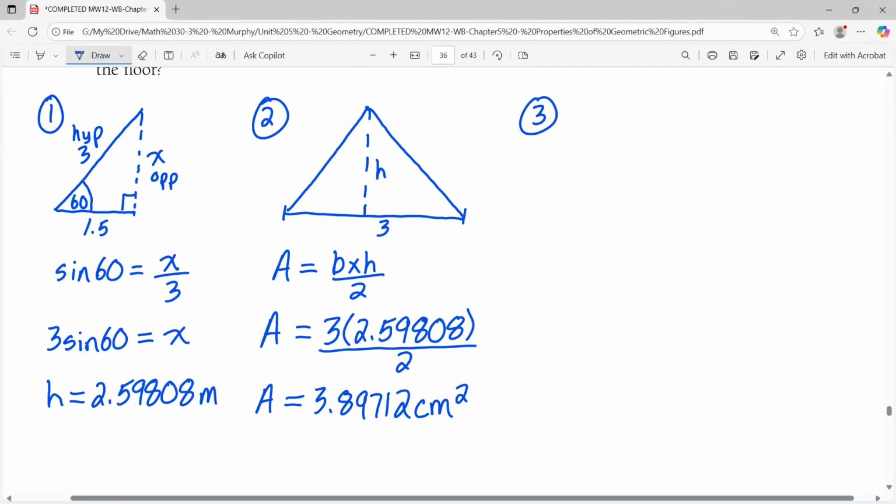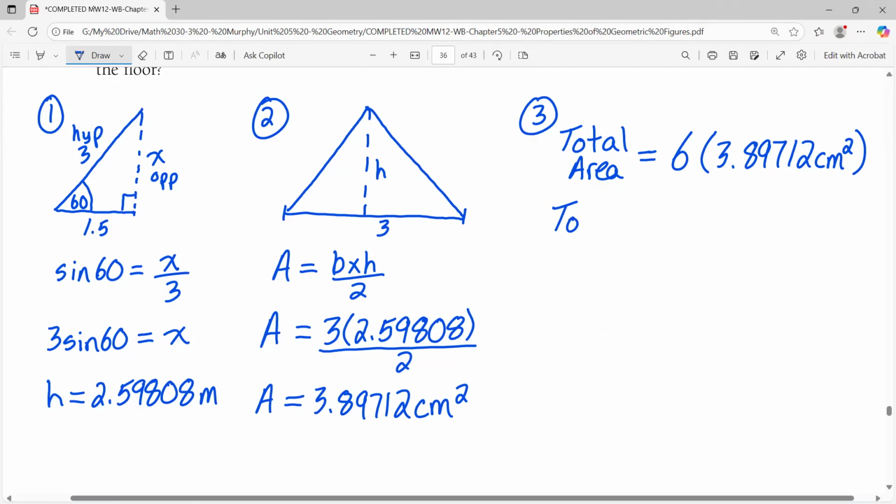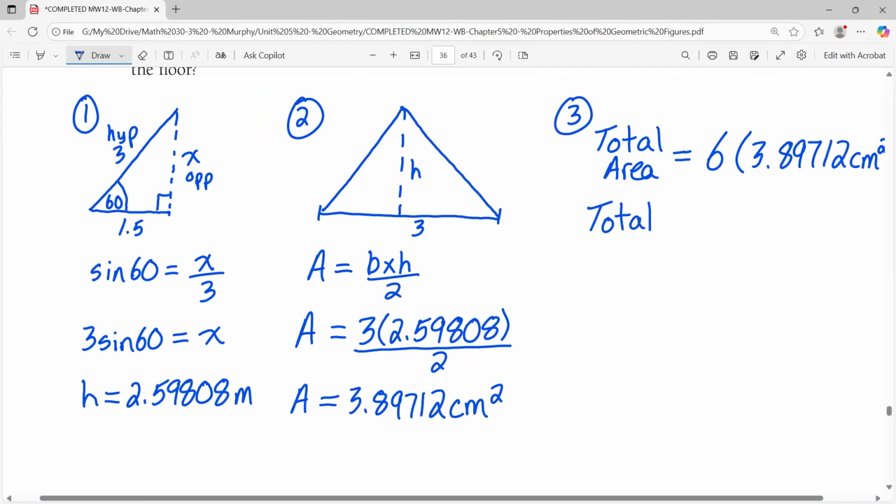is total area. There's 6 triangles multiplied by 3.89712 meters squared. Remember not to square the number, that's just a unit. So the total area, it comes out to one decimal place, 23.4. And there we go.